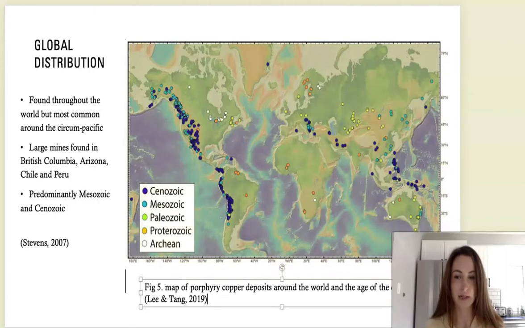So I'm just going to go through the next few slides, starting with the global distribution. Porphyry copper deposits are distributed based on the tectonic setting. Almost all are found in magmatic arcs associated with subduction zones, with preference to regions that have thick arc crusts such as continental arcs and mature island arcs, and they're commonly located around the Circum-Pacific. There are a few large mines in British Columbia, Arizona, Chile, and Peru. As you can see on the map, predominantly the deposits are Mesozoic or Cenozoic in age.